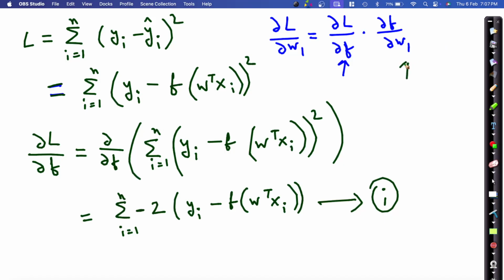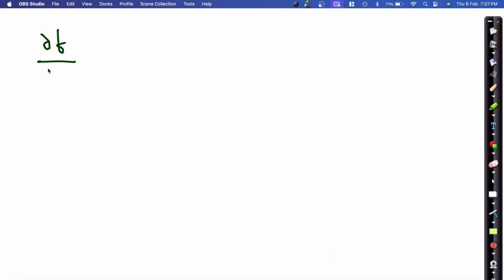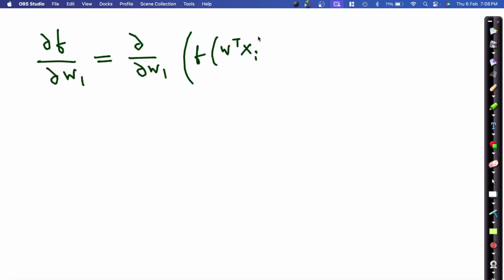Now let me find out this one. So dou f by dou w1. What is this? Now see, I'll again break it down. What is f? F is basically f of w transpose xi. This is nothing but f, right? Since this is w1, I'll write here xi1.